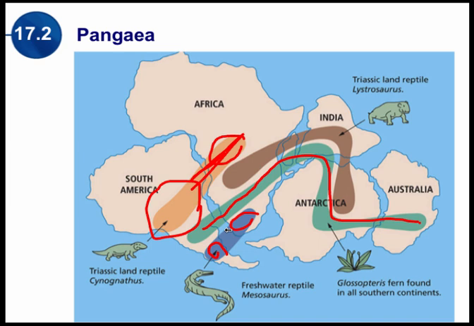This idea of one supercontinent, one Pangaea, was Wegener's theory, but again, how the continents moved was unknown at the time, and we're going to get into that more as we look deeper into this section.